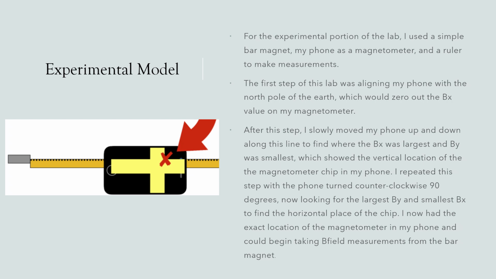I repeated this step with the phone turned counterclockwise 90 degrees, now looking for the largest By and smallest Bx to find the horizontal place of the chip. I now had the exact location of the magnetometer in my phone and could begin taking B field measurements from the bar magnet. The initial conditions provided in this experiment were that the only forces acting on this magnetometer were the bar magnet and the magnetic field of the Earth, the system being our phone, and the surroundings being Earth's field and the bar magnet.